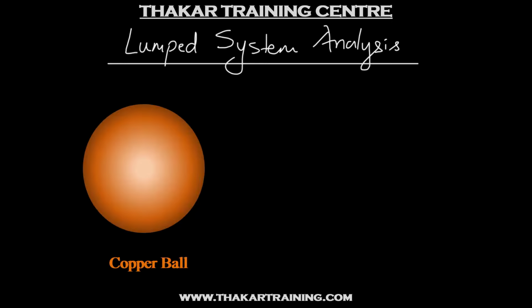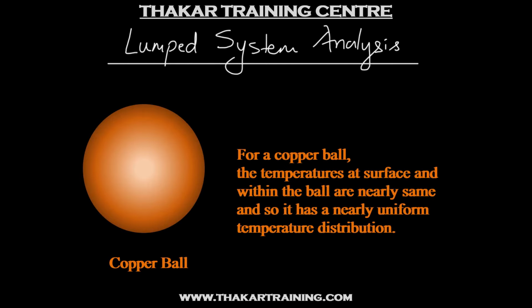First, think of a copper ball which is just removed from an oven. Now suppose its temperature is at 60 degrees centigrade. Then we can say that all points within the copper ball will also be at 60 degrees centigrade. And as time passes by and its temperature falls, suppose the surface reaches 50 degrees centigrade, then once again we can say that all points within the copper ball will also be at 50 degrees centigrade.